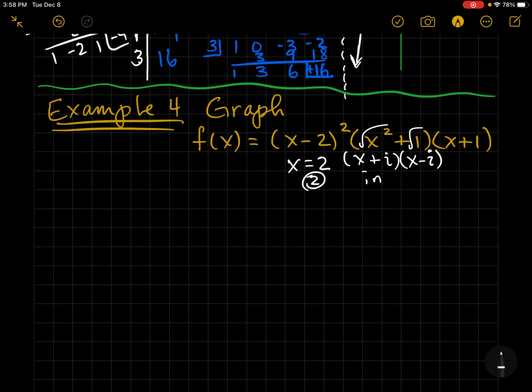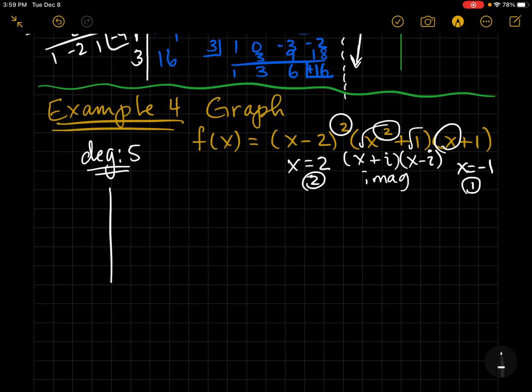Okay, so as we count our degree, these are imaginary. We have two x's here and two x's here. So that's 4, 5. So degree is 5. Yeah, I had that a little cluttered up. I couldn't see it very well. Okay, and here we have a negative 1 with multiplicity 1.